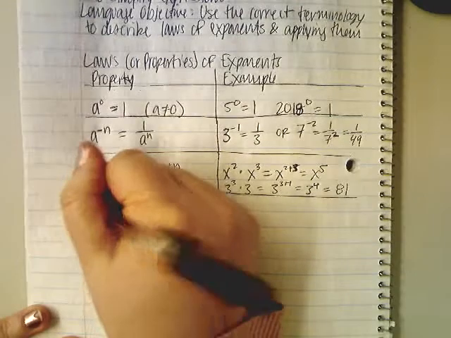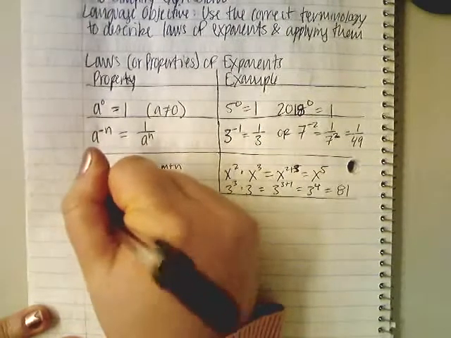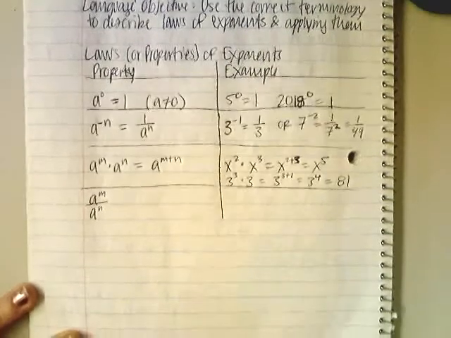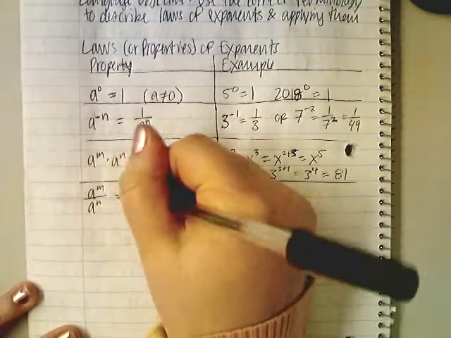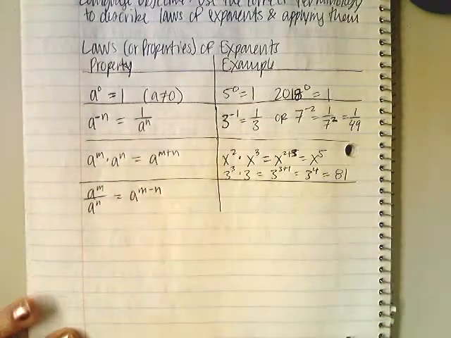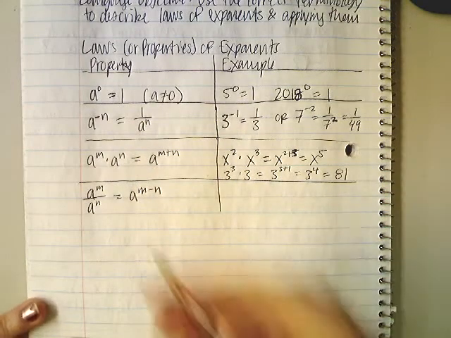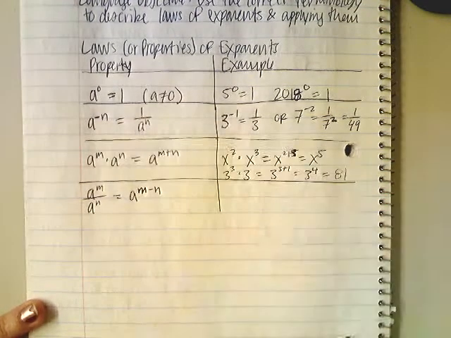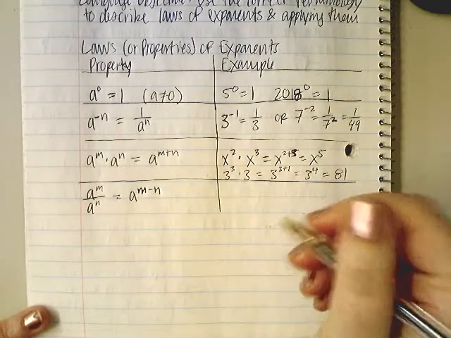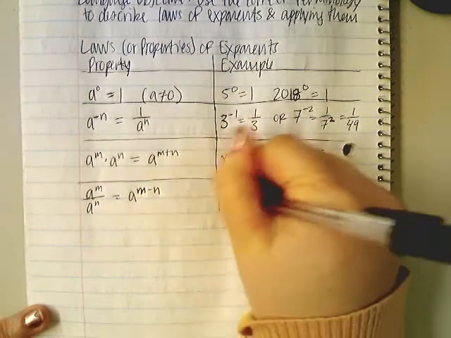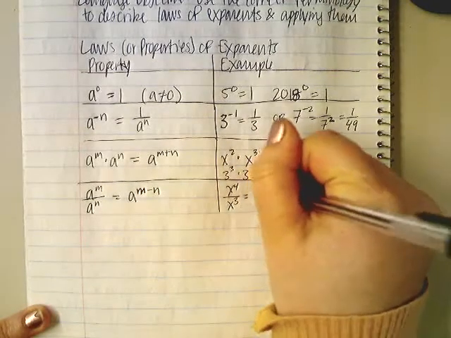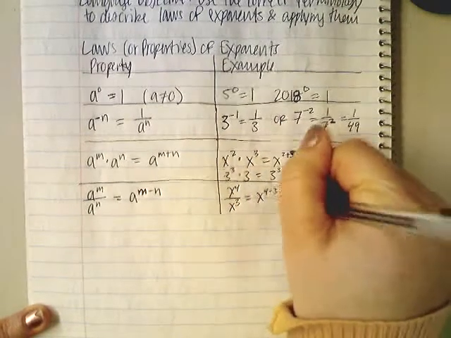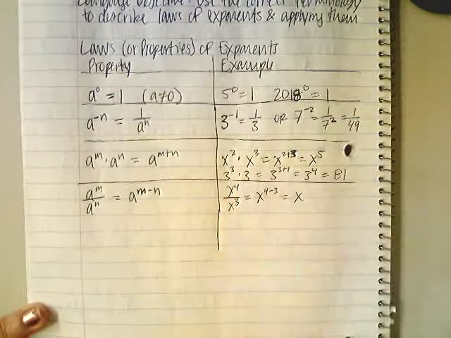Continuing on, similarly, if I have a to the m over a to the n, and if they're being multiplied, I add them. So it only makes sense that if I'm dividing them, I would subtract my exponents. So if I'm dividing, I subtract my exponents. I'm sure you've done this before as well. But if we have x to the 4th over x cubed, that would just simplify to x to the 4 minus 3, or x to the 1, or just x.